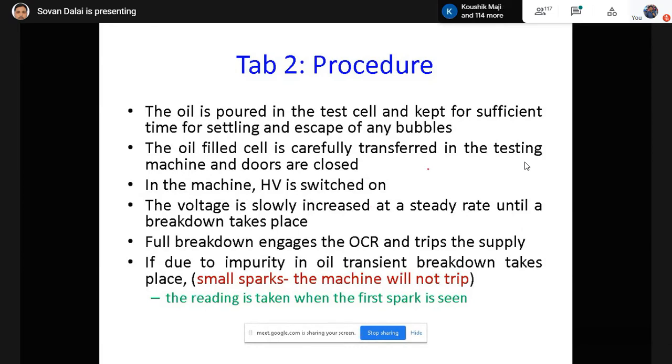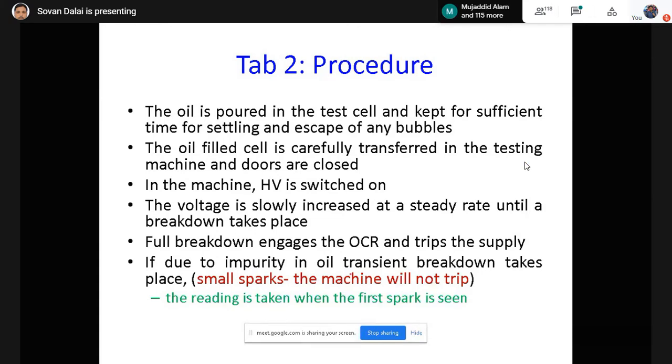So strictly in this experiment, and also in IS 6792, they mention you have to maintain the dV/dt rate at 2 kV per second. The internal circuit is also made in such a way that when you increase the voltage, the dV/dt rate is 2 kV per second. Full breakdown engages the overcurrent relay and trips the supply, as I mentioned previously. There are different types of impurities: paper, cotton, carbon, acid. I already mentioned all of these things.